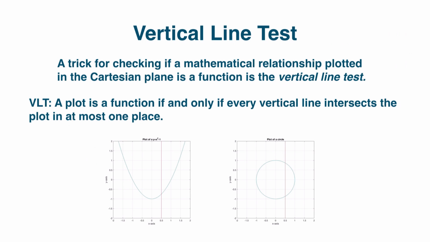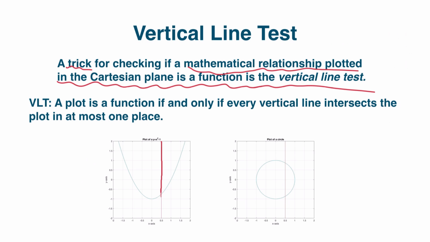So this gives me the idea of what's called the vertical line test, or VLT. It's just a simple trick for checking if a mathematical relationship, when it's plotted in the Cartesian plane, is a function or not. What I do is I draw some vertical lines, like this one here and this one here. If every vertical line hits the graph in only one place, then you're a function.